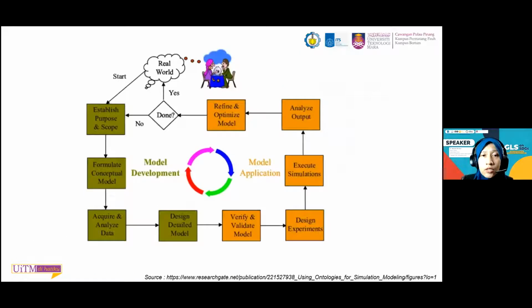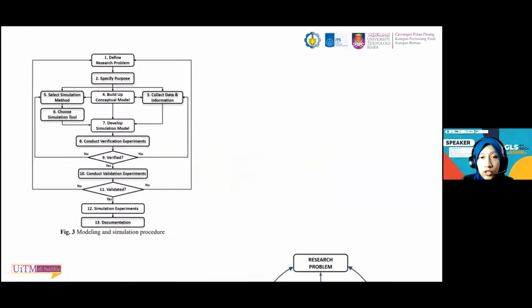So it shows you the advantages of computer modeling and simulations in our daily life or daily use. Again, this is a similar process. You start off with a problem, and then we identify the purpose and the scope, and you have to formulate the conceptual model. You acquire and analyze the data, design the detailed model, verify and validate the model, design the experiment, execute the simulation, and finally analyze the output and refine the optimized model. Is it acceptable or not acceptable? So this is the complete process when you are involved in computer modeling and simulations.